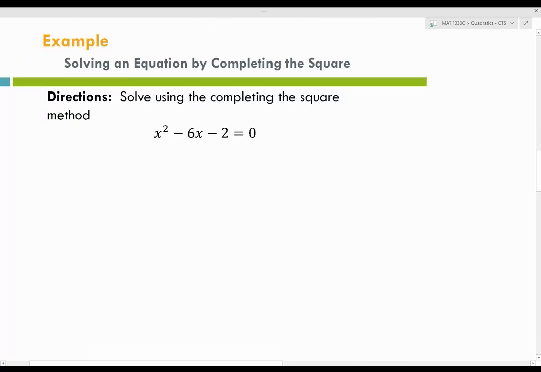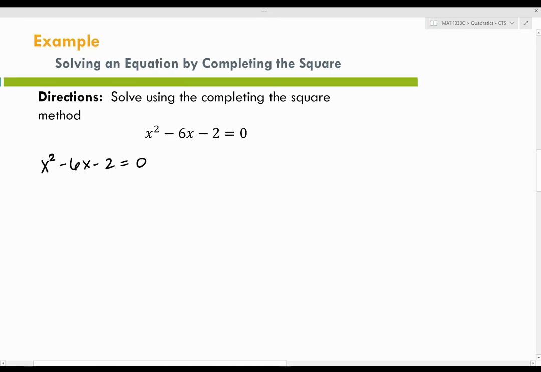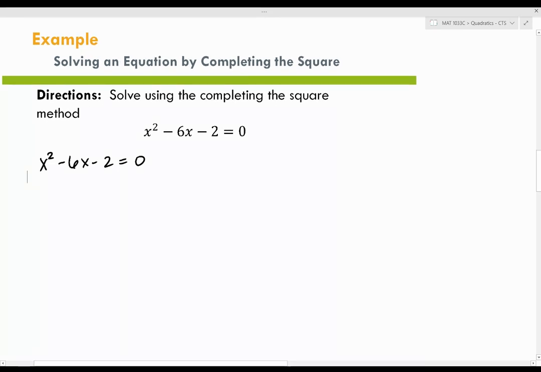All right, let's look at the second one. Same directions. Solve using the completing the square method. So we have x² − 6x − 2 = 0. I'm going to write my problem first. Okay. Step 1 is to always check that your leading coefficient is 1. As I look in front of my x² term, the number in front of that is 1. So I'm good.